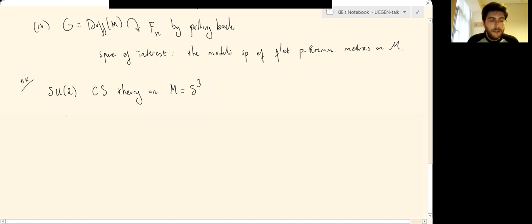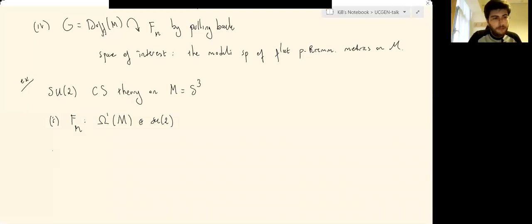Now here, what is it? We need to specify our space of fields. This is just connections, connection one-forms, but Lie algebra valued. So the Lie algebra valued connection one-forms are your fields basically. And the sheaf is, you know, the tangent, cotangent bundle.